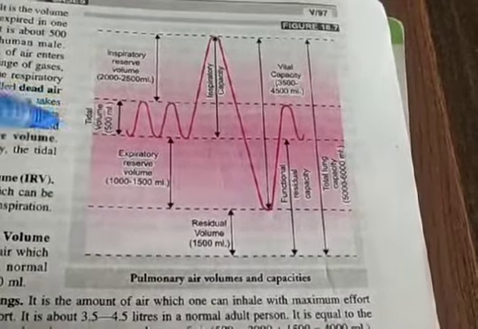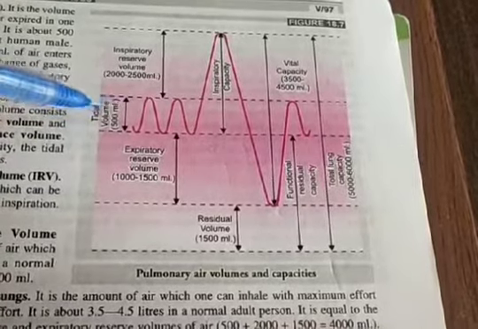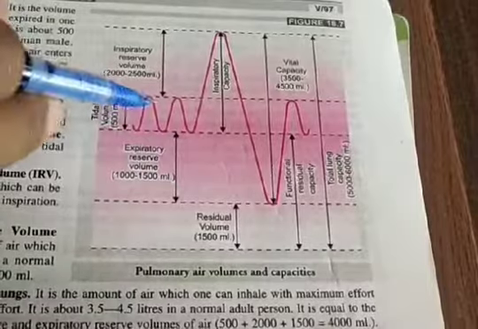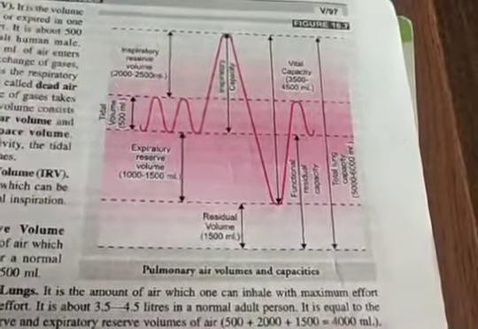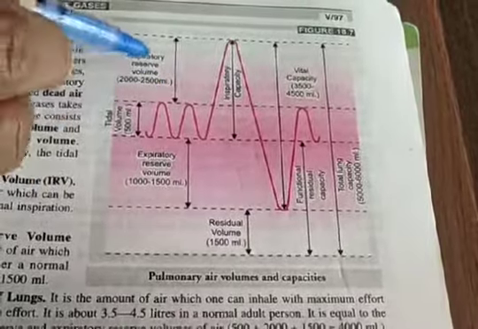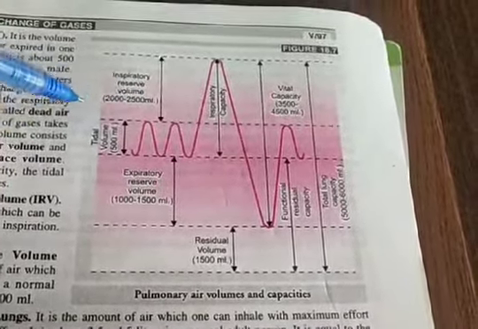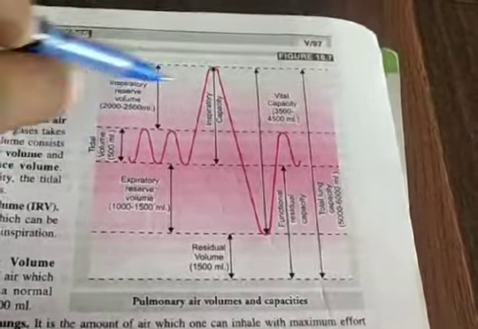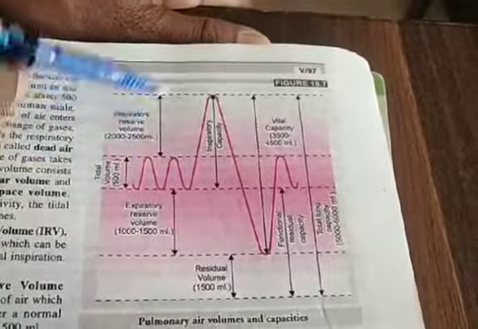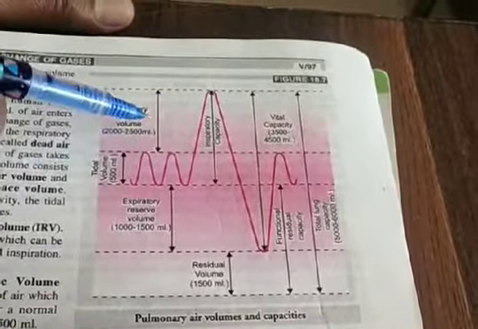All this we can explain with the help of this graph, or chart, also. See, this is tidal volume, whose value is 500 ml. This air is normally inspired or expired by a healthy human being. If this person puts in extra effort and forcefully takes in air, then it is called inspiratory reserve volume. Its value is 2000 to 2500 ml. If we add this TV and IRV, we get the IC, that is inspiratory capacity. Adding this and this, we'll get this one. IC is the sum of TV and IRV.